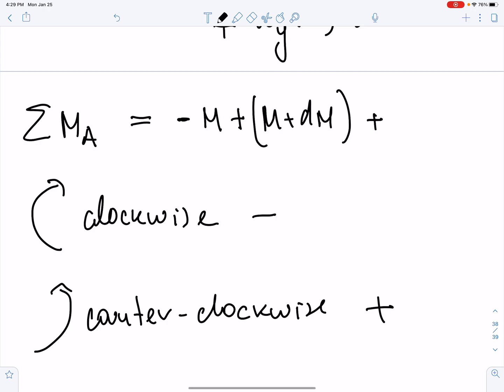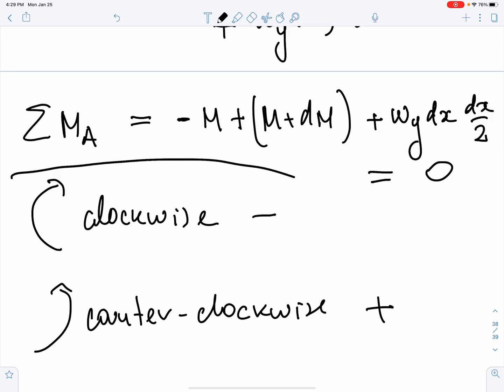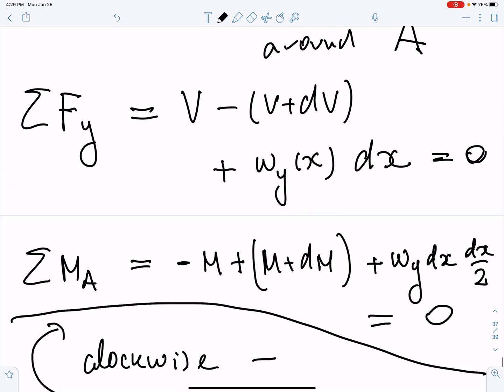Plus, counterclockwise, Wy times dx gives me the force, and times dx over 2 gives me the effective moment, and that equation equals 0. And so we do have two equilibrium statements, one for the forces, one for the moments, and I'm going to use them to boil things down to the governing differential equation.